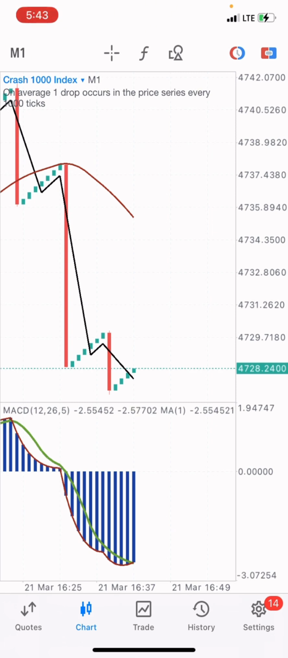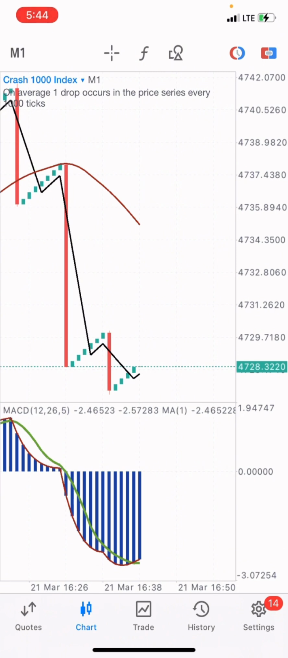So for you to trade against spikes in the Crash 1000 or the Crash index markets, you are to buy. For you to trade against spikes in the crash market, you are to buy. For you to trade against spikes in the boom market, you are to sell. That's why we were selling. So in the crash market, we are looking for buying opportunities. Okay, so how do we find that?